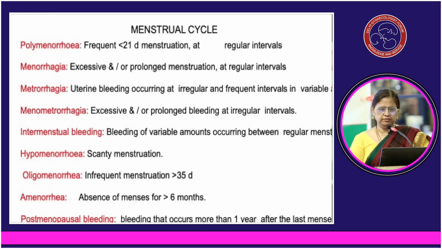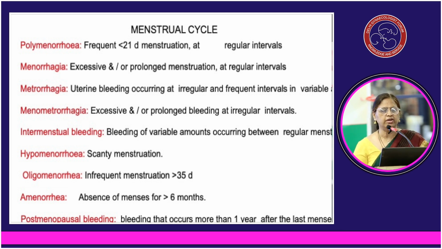These terminologies which we previously knew have now been changed. We are no more using this terminology now, but we should know what we have known from ages. Polymenorrhagia is a frequency of less than 21 days of menstruation at regular intervals. If it is less than 21 days every month, it is polymenorrhagia.